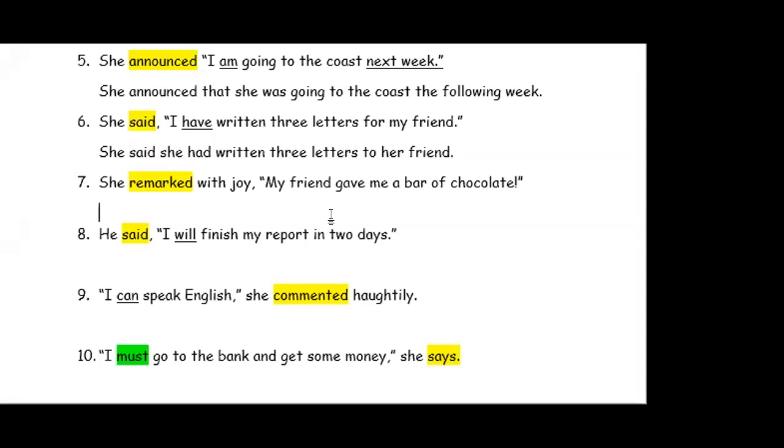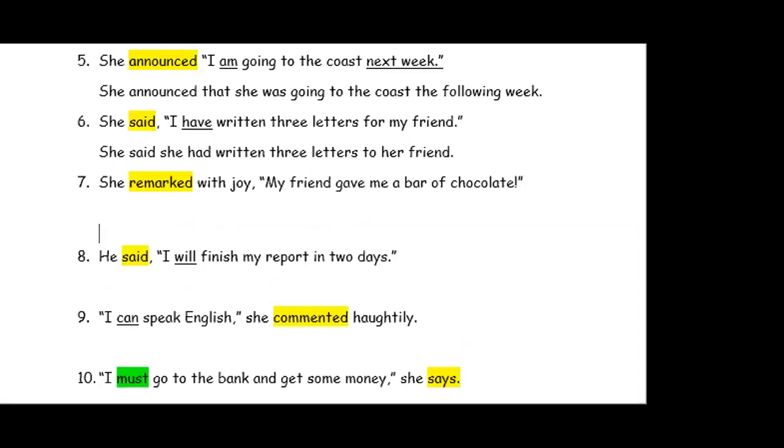Excellent. The next one. She remarked with joy, "My friend gave me a bar of chocolate." This should be relatively easy. I want answers from you guys. I want answers from Amy, from Kayla. Kayla, you haven't been in my classes for a while. I haven't seen you this week. Are you all right, my girl?